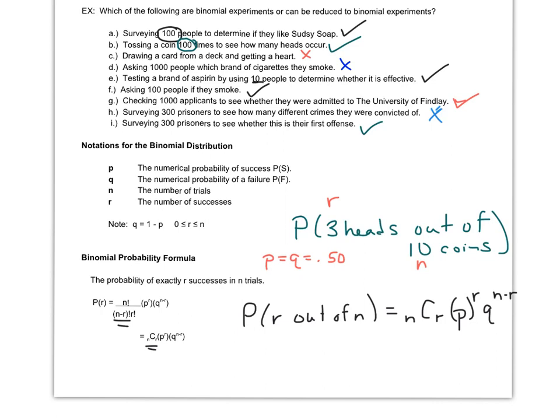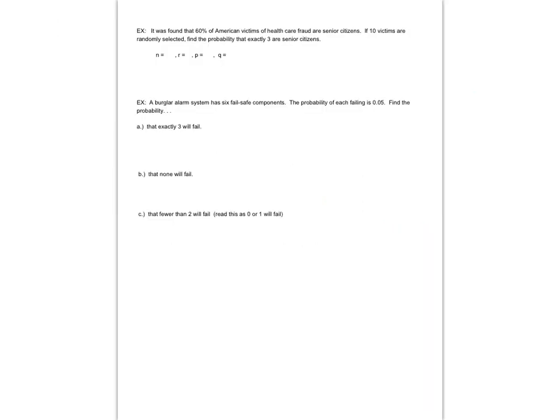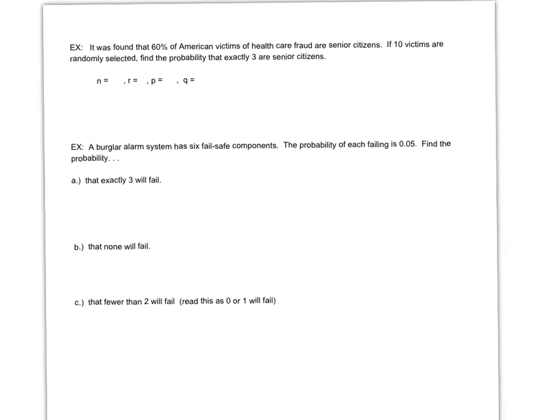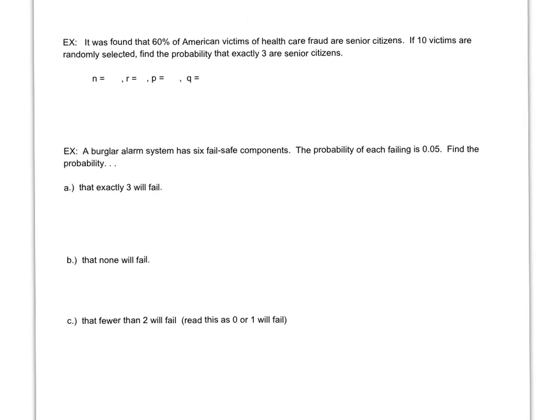Okay, so we're going to take this and use it to do a couple problems. This first one says it was found that 60% of Americans who are victims of healthcare fraud are senior citizens. If 10 victims are randomly selected, find the probability exactly 3 are senior citizens. In this case, our N, how many people are we asking? We're asking 10 people. Our R, we want to know the chance that 3 out of those 10 are, so that's 3. The probability a victim of healthcare fraud is a senior citizen is 0.6, so the probability they're not is 0.4.